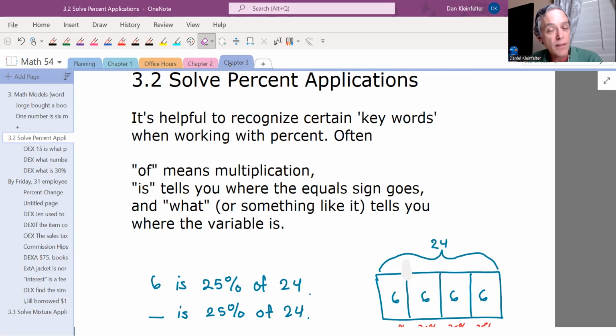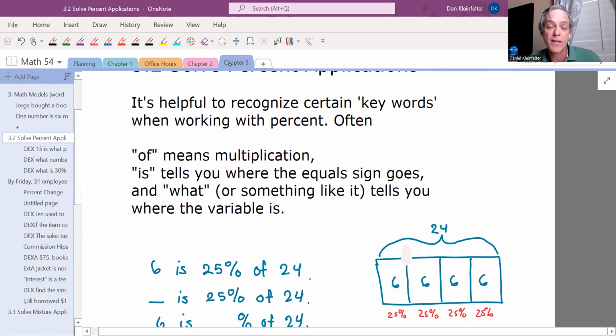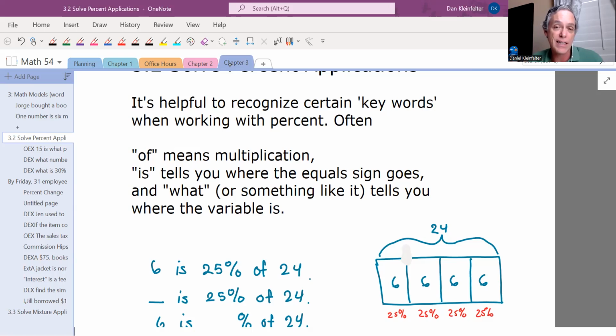When you're working with this topic, often the word "of" indicates multiplication. Like when you see something like 25% of 100, that's going to mean a multiplication, that word "of" in there. The word "is" is going to tell you basically where the equal sign is. So if you see something like 25% of 60 is 15, then you know the "is" there is where the equal sign is going to go. And then the "what" is where we'll translate it as a variable, usually an x or an n or something. So when we say what is 25% of 60, then the "what" will translate as the x.